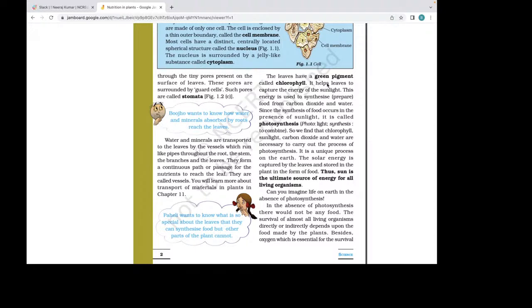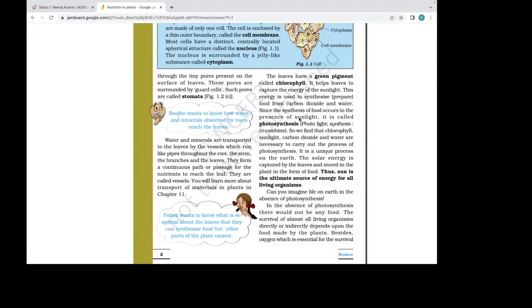It helps leaves to capture the energy of the sunlight. This green pigment, which is called chlorophyll, helps the leaves to capture the energy of the sunlight. This energy is used to synthesize or prepare food from carbon dioxide and water. This is also very important. This chlorophyll helps because the plants also need sunlight to prepare the food.